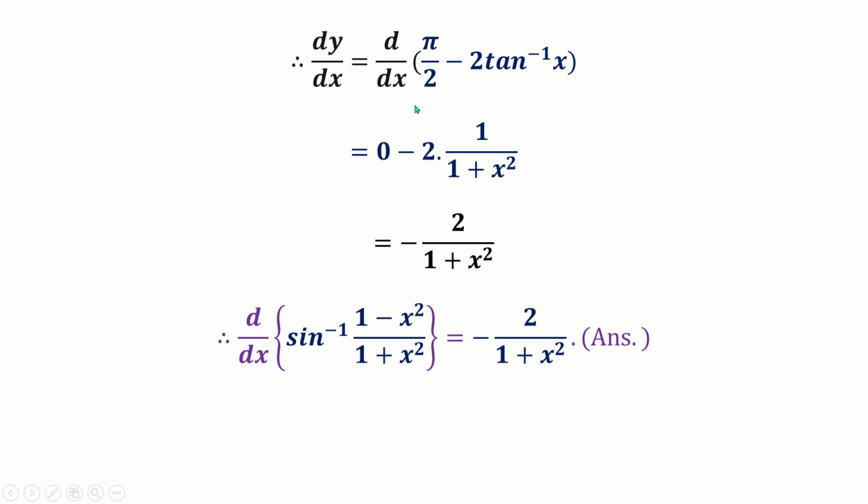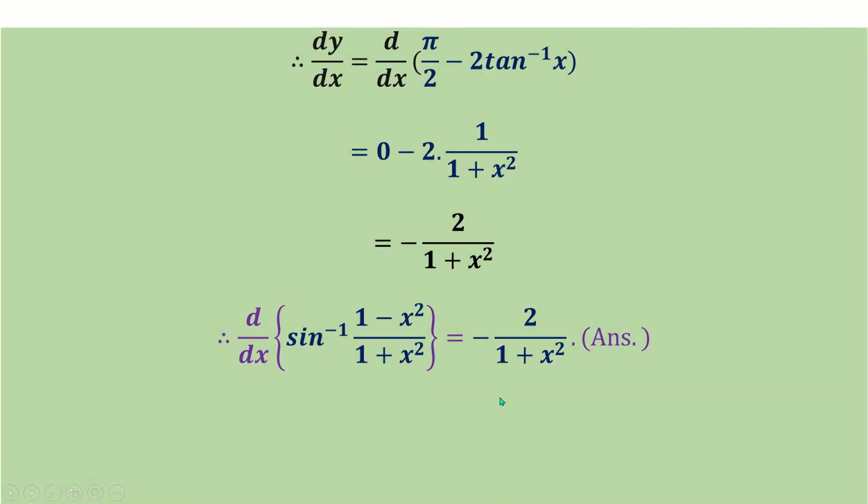Therefore dy/dx is equal to d/dx of (pi by 2 minus 2 tan inverse x), and as pi by 2 is a constant, its derivative will be 0. The derivative of constant into function is constant into derivative of the function. The derivative of tan inverse x is 1 divided by 1 plus x square, and finally we'll get this. Therefore this is the required answer. Clear everyone?